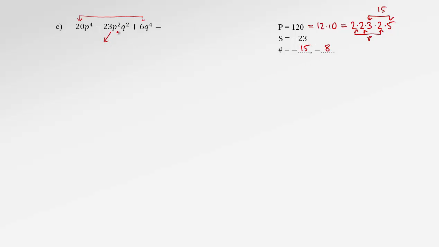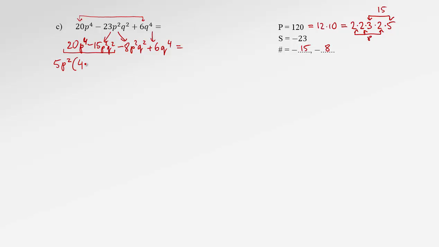Well, that means we can split the middle term into negative 15 p squared q squared and negative 8 p squared q squared. Copy the outside terms and factor by grouping. So from the first two terms, we can pull 5p squared.